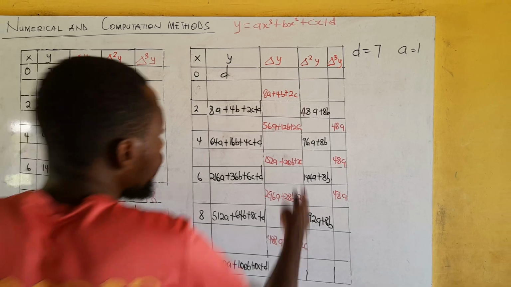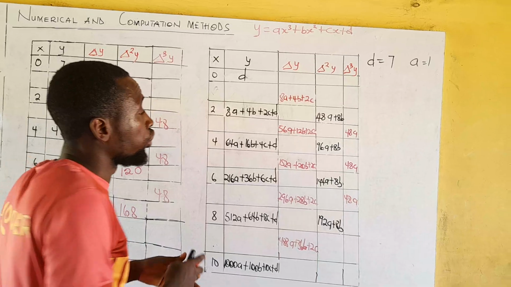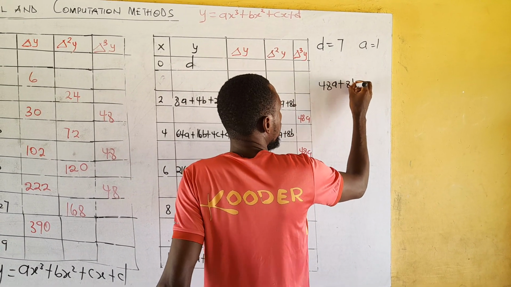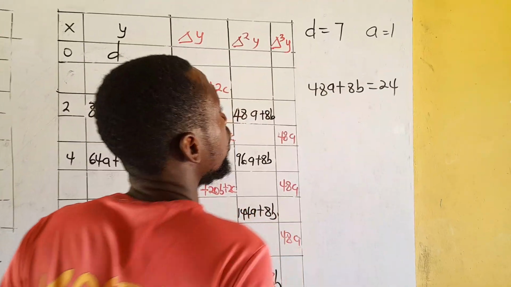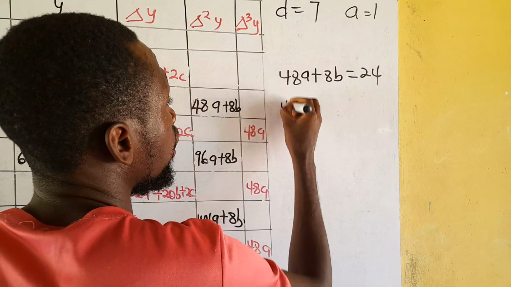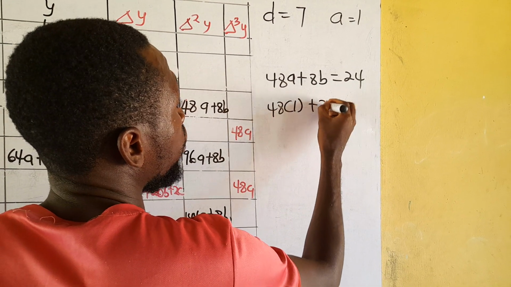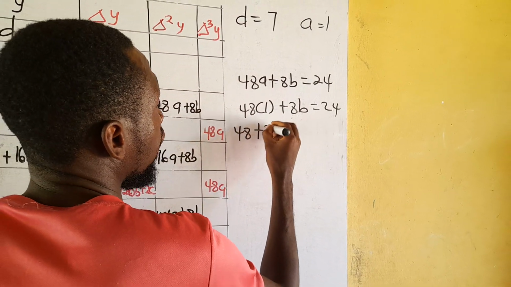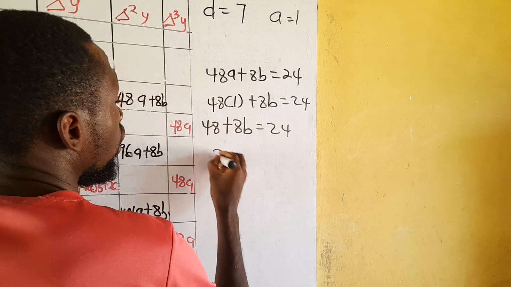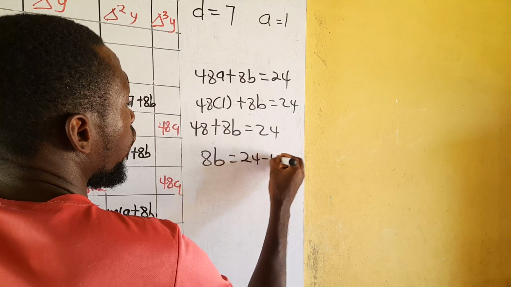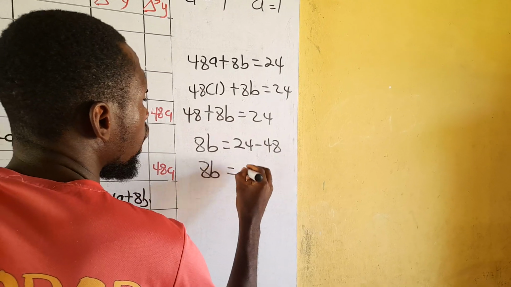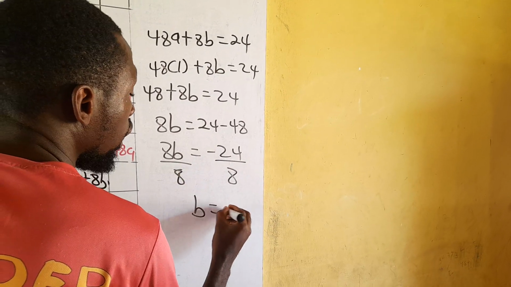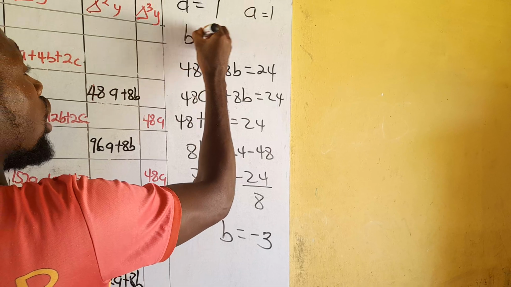So we can also say that 48a plus 8b is equal to 24. What's our a? Our a is 1. So we substitute: 48 times 1 is still 48. Plus 8b is equal to 24. 8b is 24 minus 48. 8b will be negative 24. We divide both sides by 8. b will be equal to negative 3. So we know our b now to be equal to negative 3.